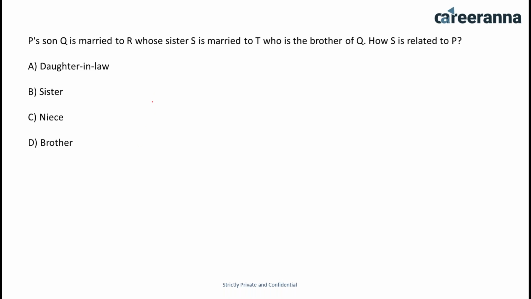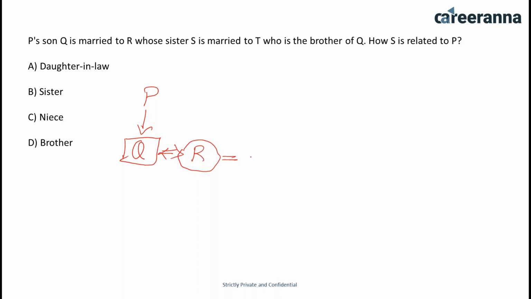So P's son is Q. If P is here, the son is going to be Q. So we already know that Q is going to be male because he is the son. Okay. Now Q is married to R. That means R is going to be female, because this is very obvious. Now, whose sister is S?